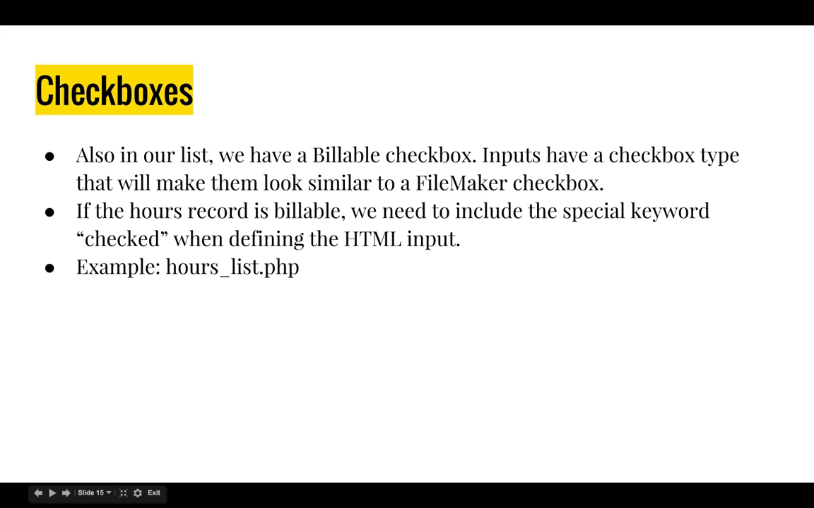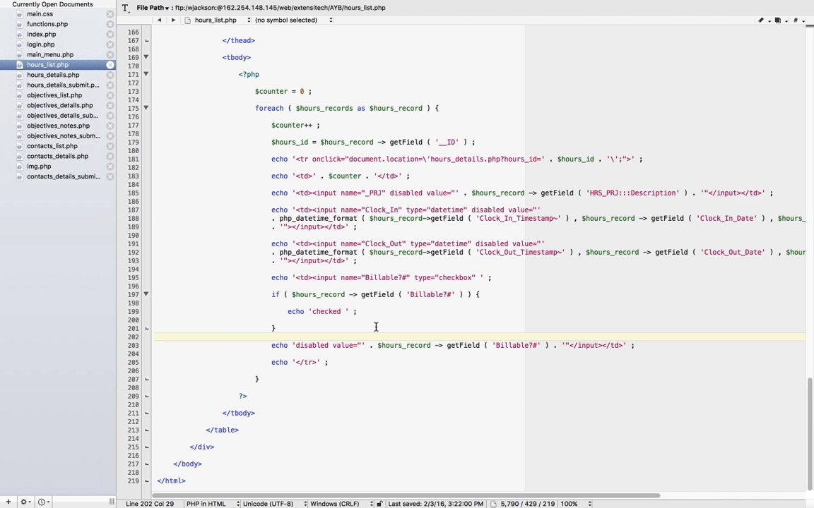So also in our list, we have a billable checkbox. Inputs have a checkbox type that will make them look similar to the FileMaker checkbox. If the hours record is billable, we need to include the special keyword checked when defining the HTML input. So here is my billable checkbox. Here's the type that I was talking about. And if the hours record is actually billable, then we need to include the special keyword checked in the declaration of our input. And then I continue on to make sure it's disabled.